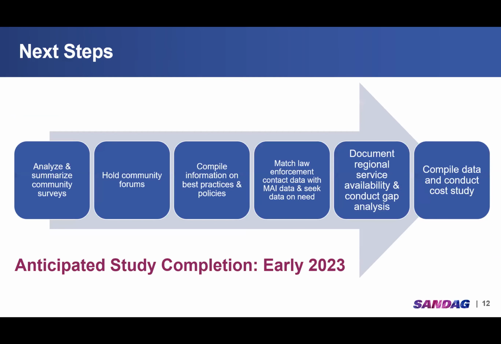So our next steps for the project are finishing our analysis of the community surveys, holding these community forums. Again, today is our last of 4. Compiling that information on best practices and policies, understanding the ongoing system contact for those not booked into jail, documenting our regional service availability and conducting that gap analysis, and doing our cost study. And we currently anticipate that the study will be done in early 2023.